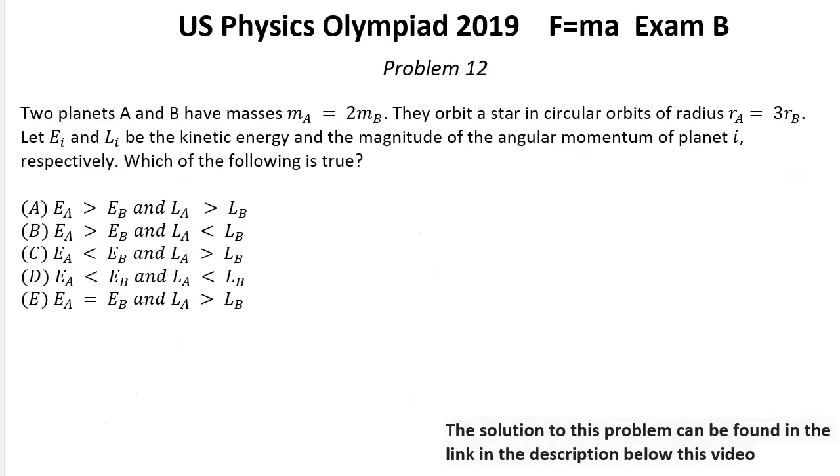Problem number 12. Two planets A and B have masses ma equal to mb. They orbit a star in circular orbits of radius ra equal 3 rb. Let Ei and Li be the kinetic energy and the magnitude of the angular momentum of planet i, respectively. Which of the following is true?